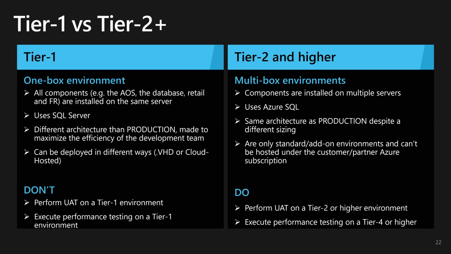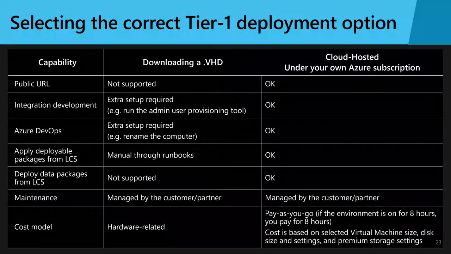And Tier 1 has all the components in one box, because the main purpose is to maximize efficiency for the developer. And Tier 1 has two different ways to deploy. You can choose either to host Tier 1 in your own Azure subscription as a cloud-hosted environment, or you can download the VHD to host as a Tier 1 locally or in your data center. Okay, next, let's compare the two different deployment options for Tier 1.